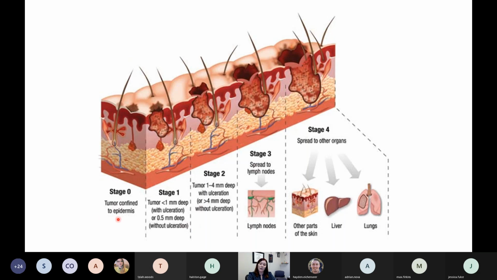So stage 0 up to stage 4. The way that we stage a melanoma is how far it's spread, how far down or up we find it in the skin.